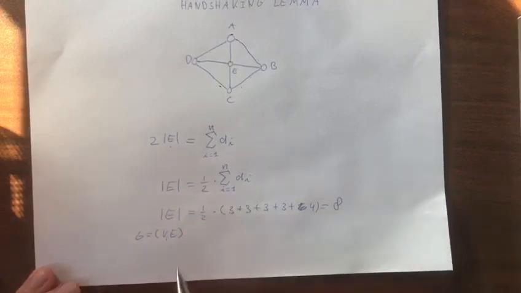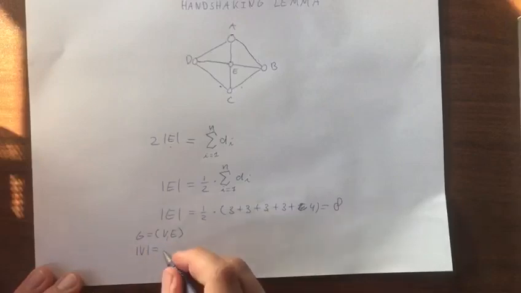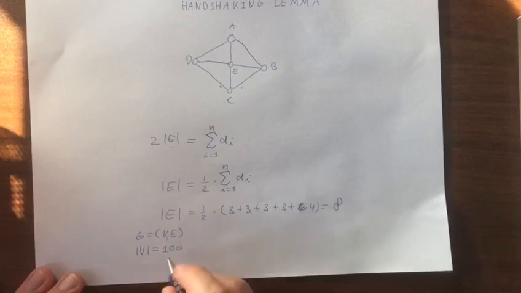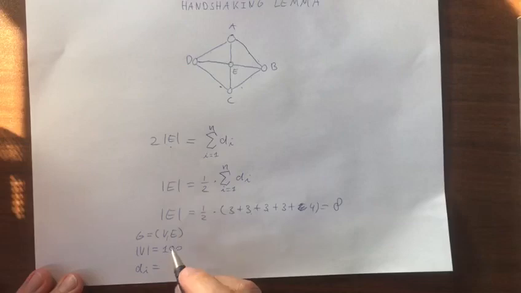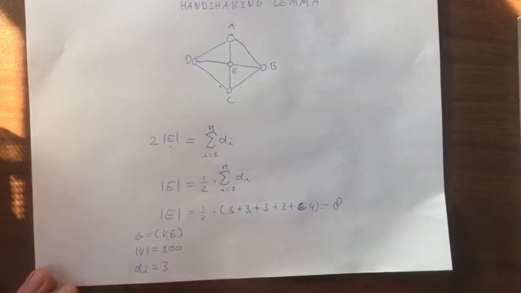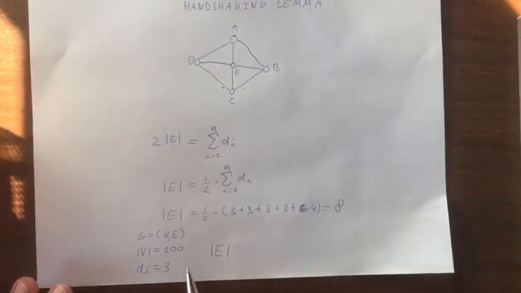Suppose we have a new graph, and this graph has, let's say, 100 vertices. This is the notation for the amount of vertices a graph has. And let's say that each vertex of this graph has a degree of 3. So a question could be, how many edges does this graph have?